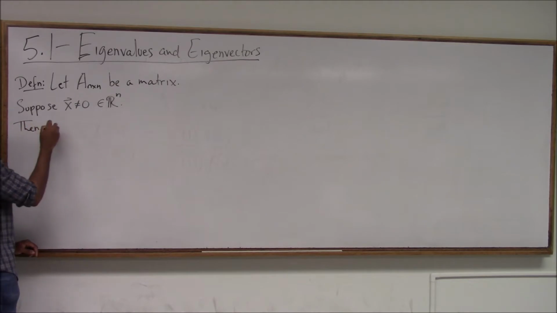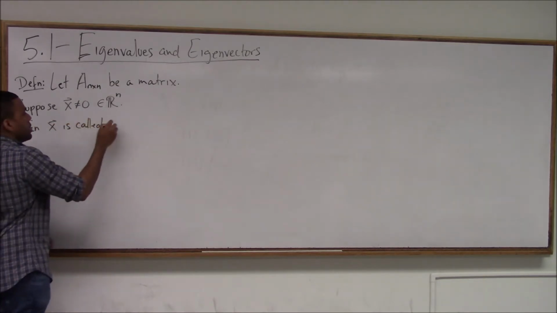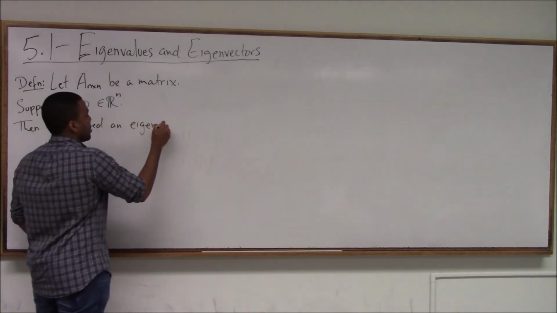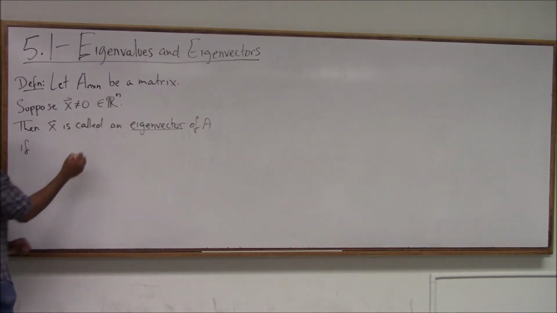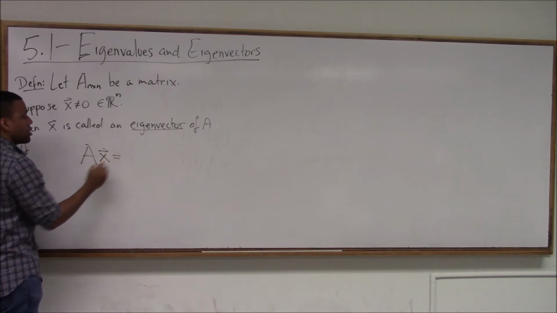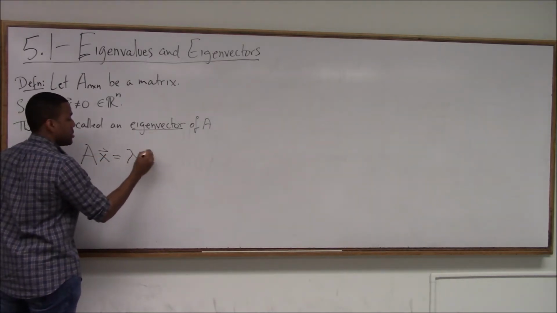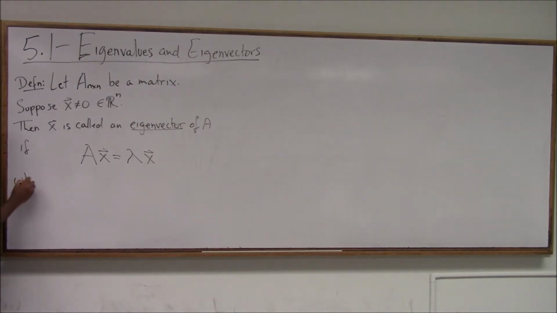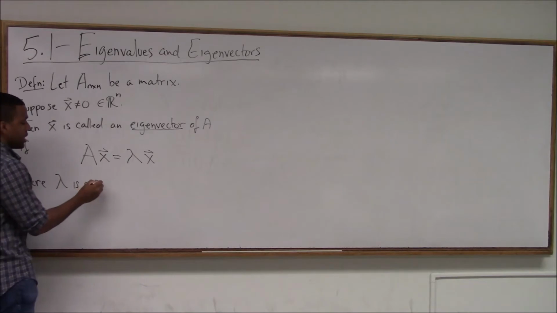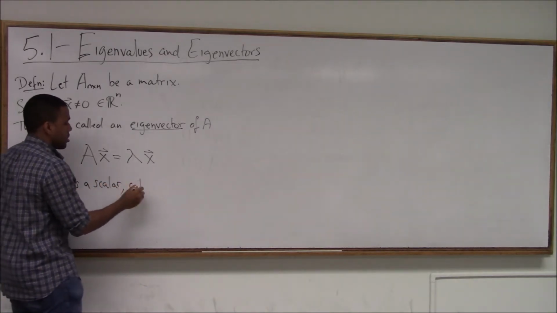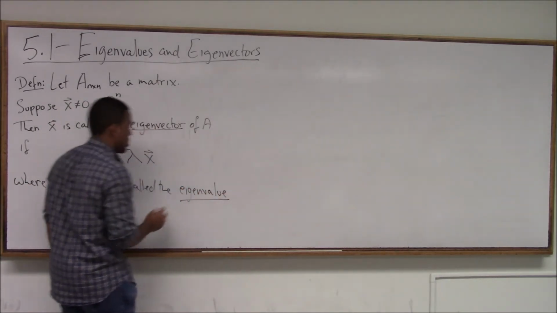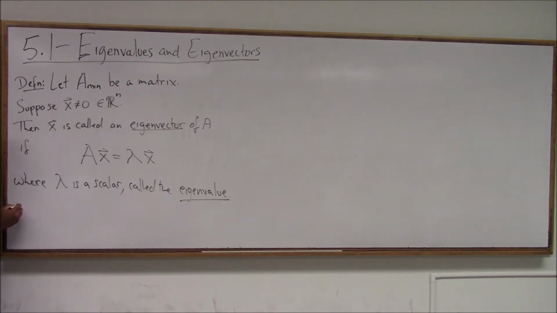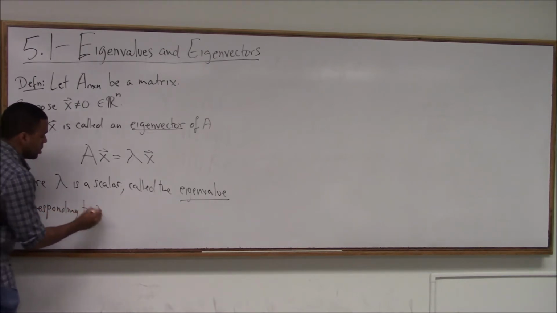Then x is called an eigenvector of A if you take A times that vector and you get lambda times the vector, where lambda is a scalar called the eigenvalue corresponding to x.